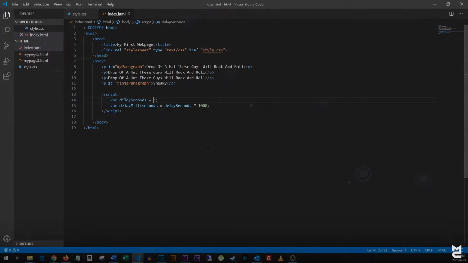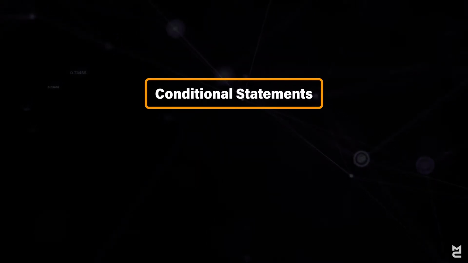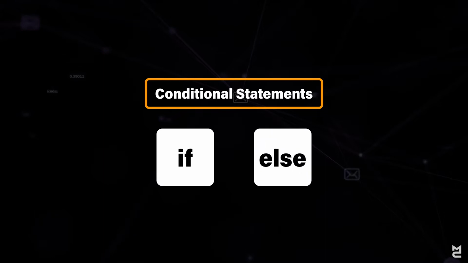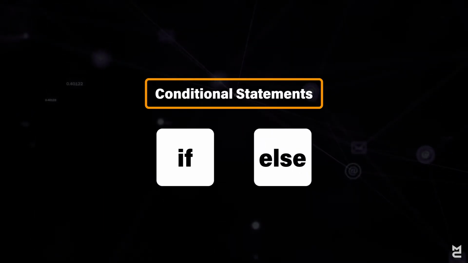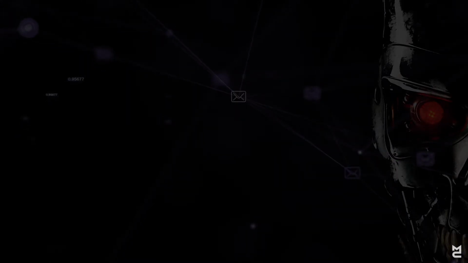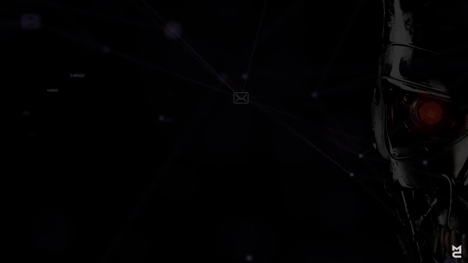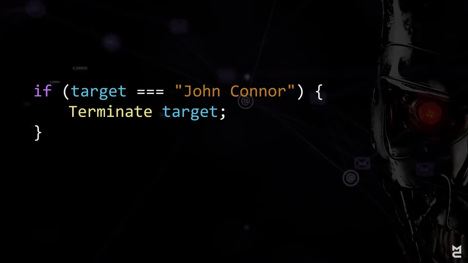Now, onto the third concept, which is conditions. It's what allows you to apply logic to your code using conditional statements. And at its most basic, we have the if and else statements. I'll use an example to demonstrate how an if-else statement works. Imagine you were building an extremely basic version of the Terminator. And I mean really basic. You could use a statement like this. If target equals John Connor, terminate target.